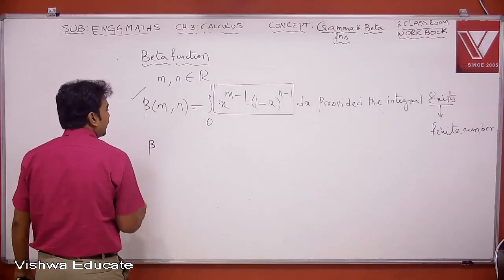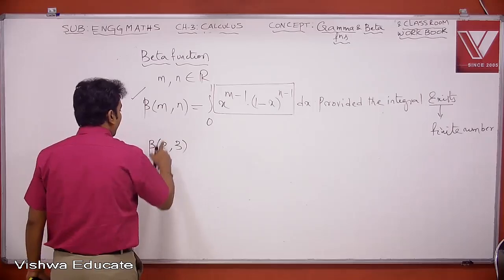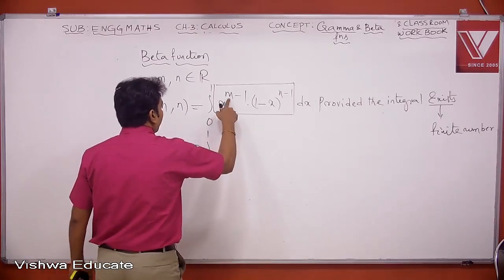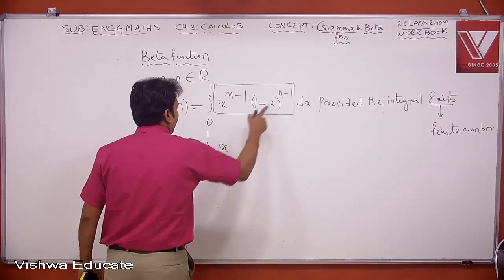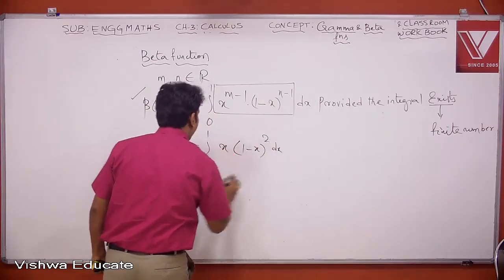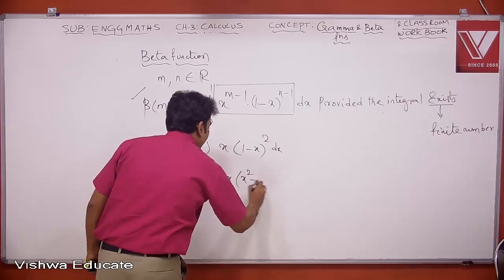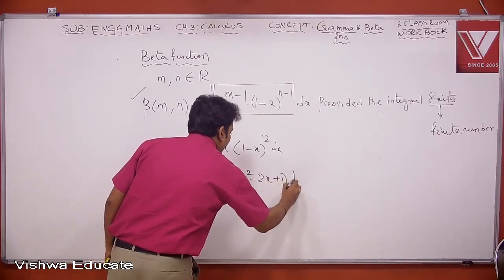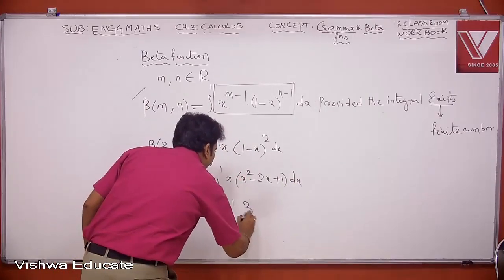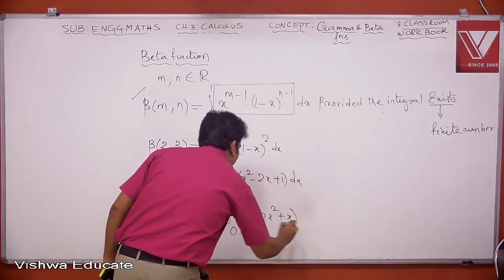Suppose let us calculate, for example, beta of 2 comma 3. Now the m value is 2, the n value is 3. So this becomes the integral from 0 to 1. Replace m by 2, it becomes x to the power 1. Replace n by 3, this is 1 minus x whole square dx. So therefore this is the integral from 0 to 1 of x into x square minus 2x plus 1 dx. Now this is the integral from 0 to 1 of x cube minus 2x square plus x dx.